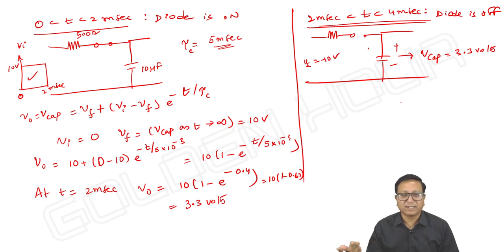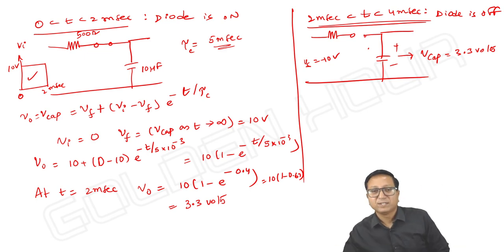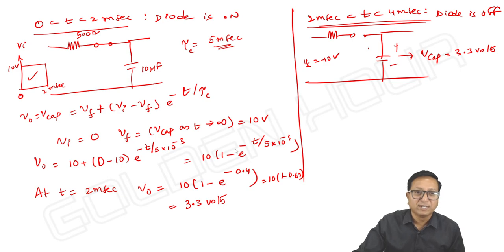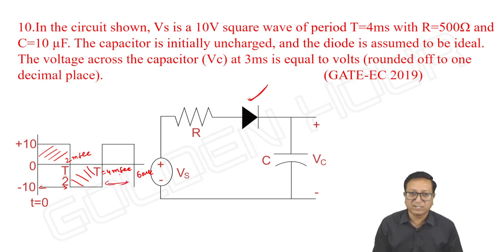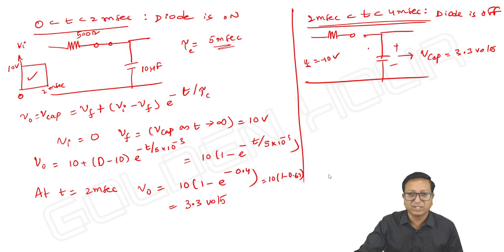Next, if you further extend it from 4 to 6, meaning the next positive cycle, the diode will be on again. So if I take from 4 to 6 milliseconds, during this interval the diode conducts again and the capacitor continues to charge towards 10 volts from 3.3 volts. Such a thing is not required, but our answer here is 3.3 volts. With that, our answer is done.